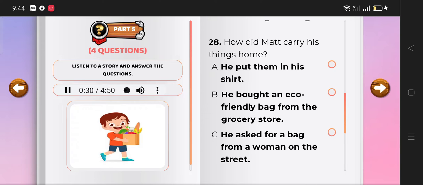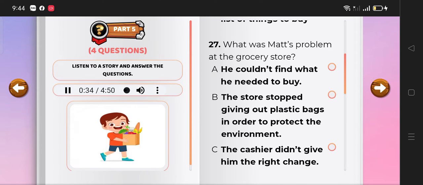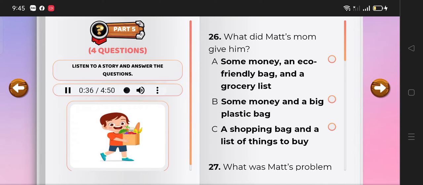However, Matt found it annoying to carry a big shopping bag, and he left home without it. The grocery store was near Matt's home, so he walked there. He easily found all the things he needed to buy for his mom. But there was a problem at the checkout counter.